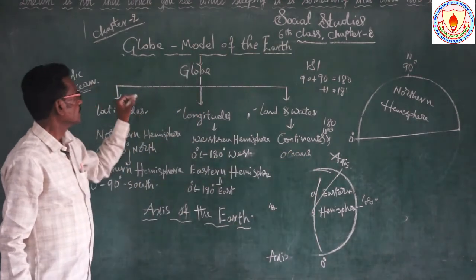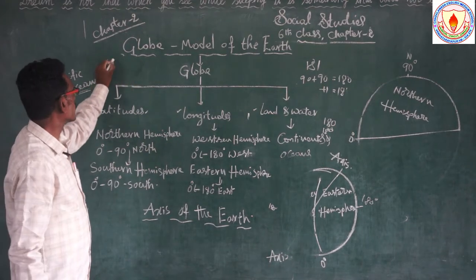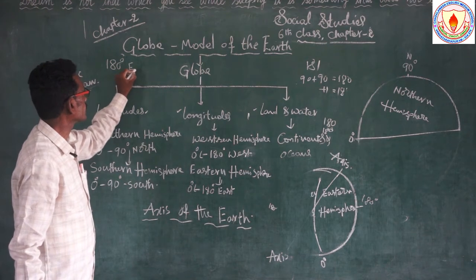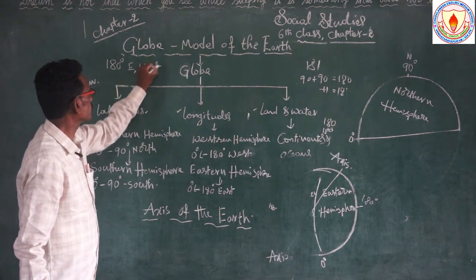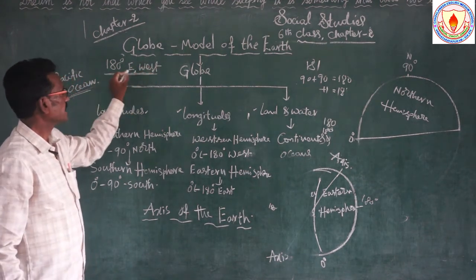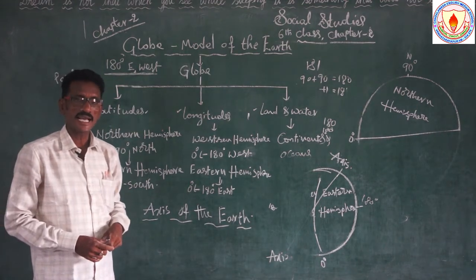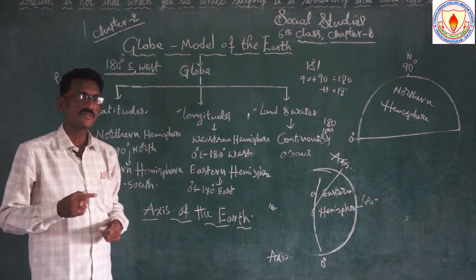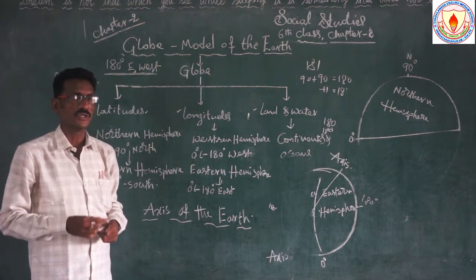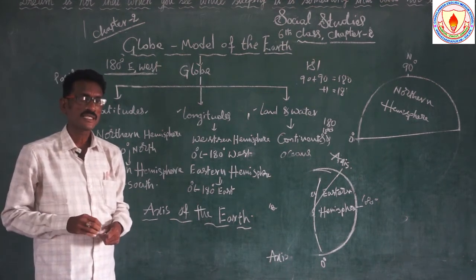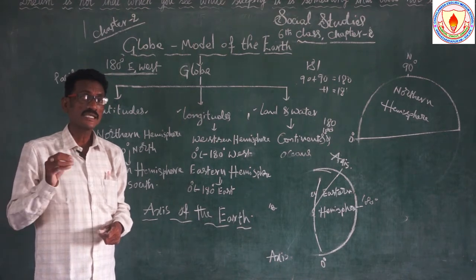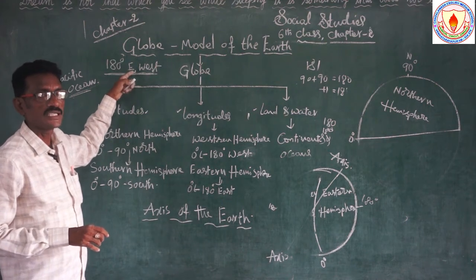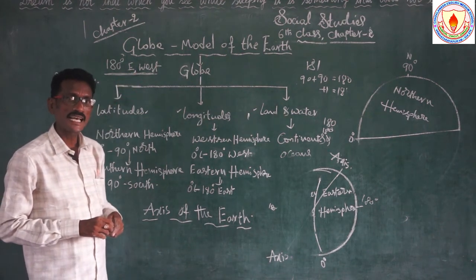Another important thing: what is the importance of 180 degrees east and west longitude? It is only one longitude, east and west. It is called the international date line. It is opposite of the 0 degrees longitude. Which longitude is called the international date line? The 180 degrees longitude is called the international date line.